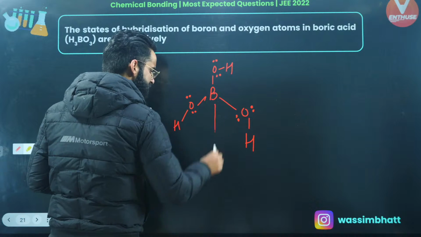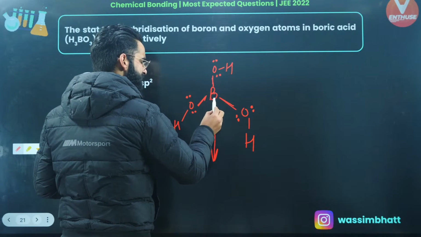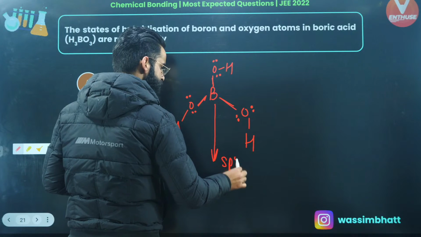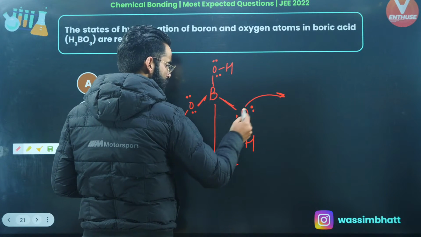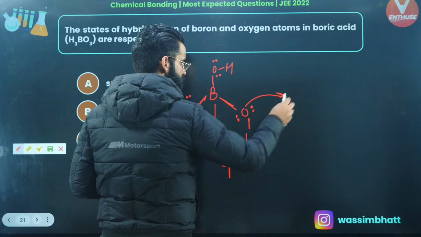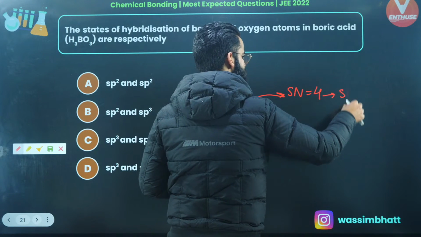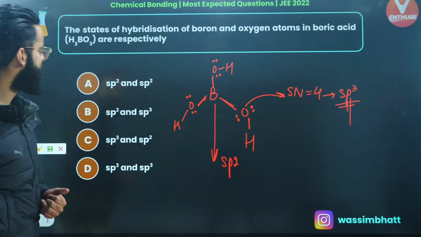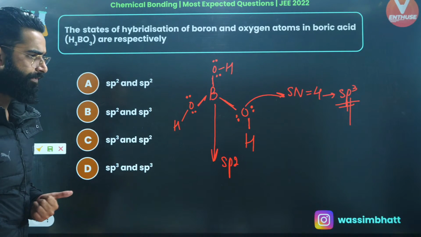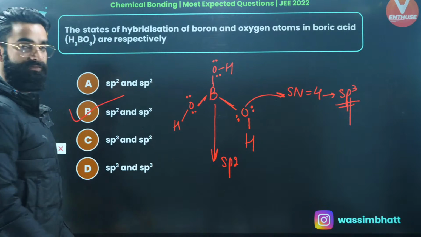Perfect. If you look at this particular boron, it does not have any lone pair, it's just forming 3 sigma bonds. So its steric number is 3. If steric number is 3, it's sp2, right? If you talk about this oxygen in particular, 2 sigma bonds, 2 lone pairs. So steric number is 4. If steric number is 4, its hybridization is going to be sp3, right? So the hybridization of boron is sp2 and hybridization of oxygen is absolutely going to be sp3, right? sp2, sp3 is the correct answer of this particular question.